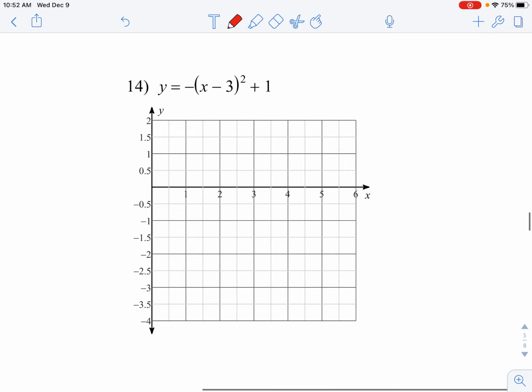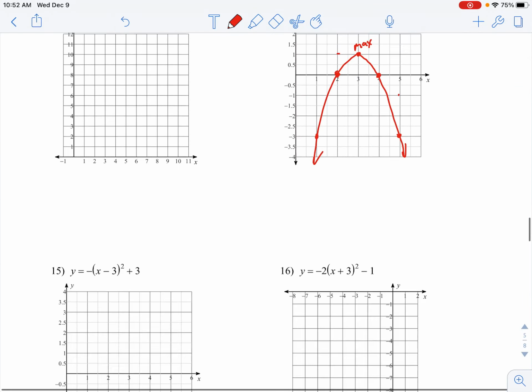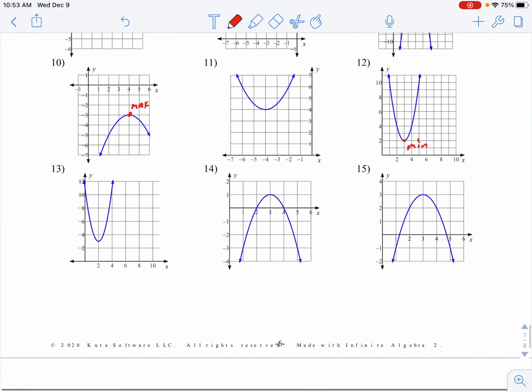Number 14, so my vertex is going to be right 3, up 1. It is upside down, and there is no stretch or shrink. So over 1, down 1, both directions. Over 2, down 1, 2, 3, 4. Over 2, down 4. Ooh, that's pretty bad. Like that. And the vertex is a maximum. Number 14. Yeah, I'm hoping you're getting this.